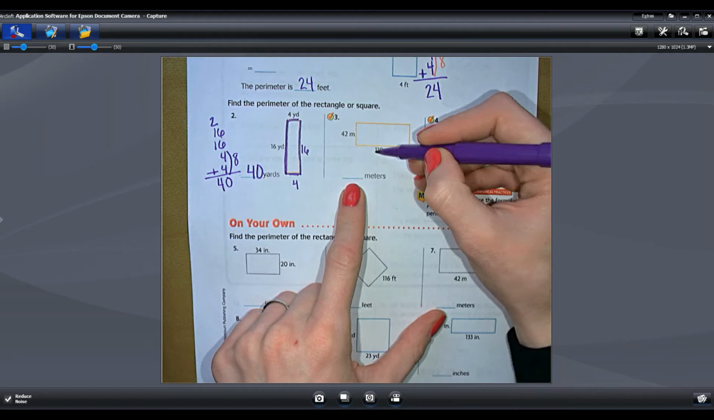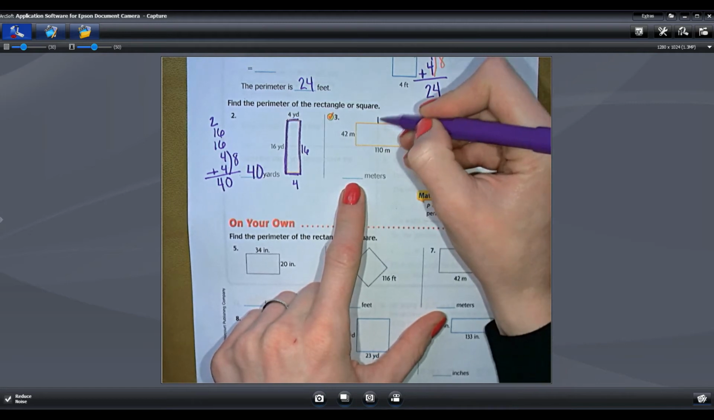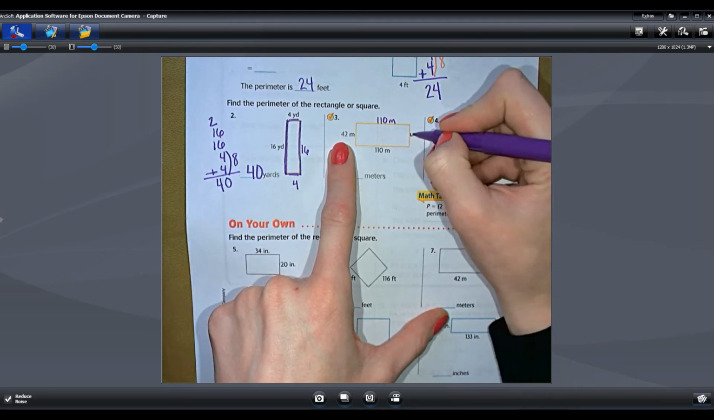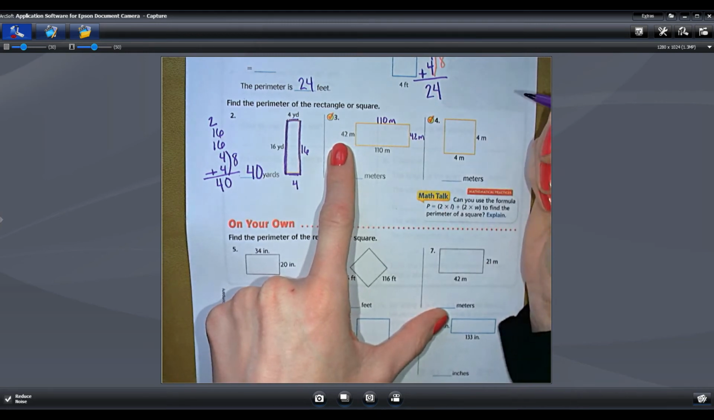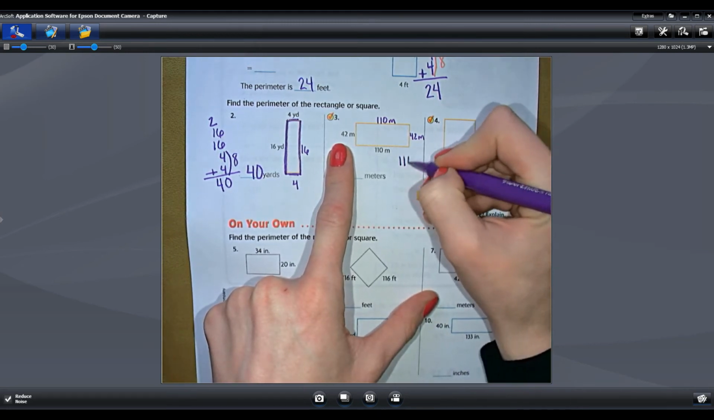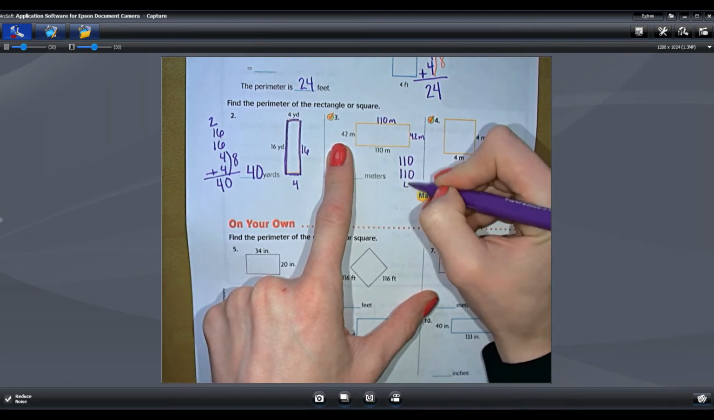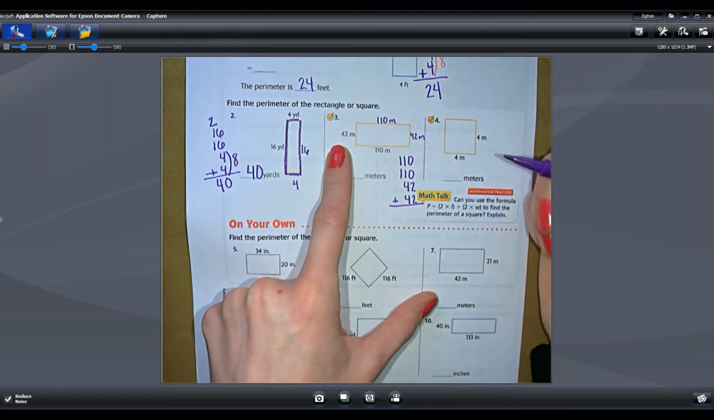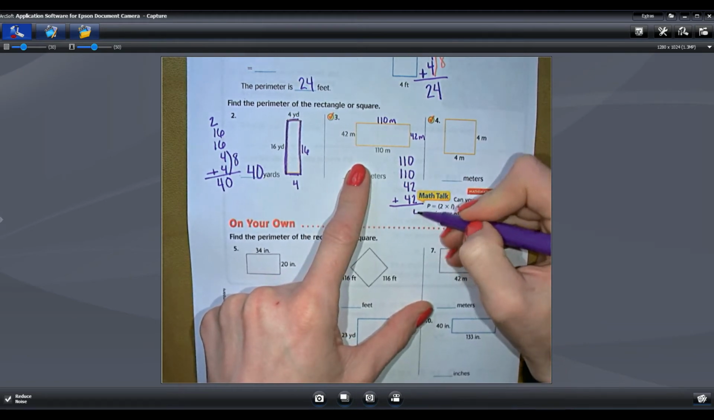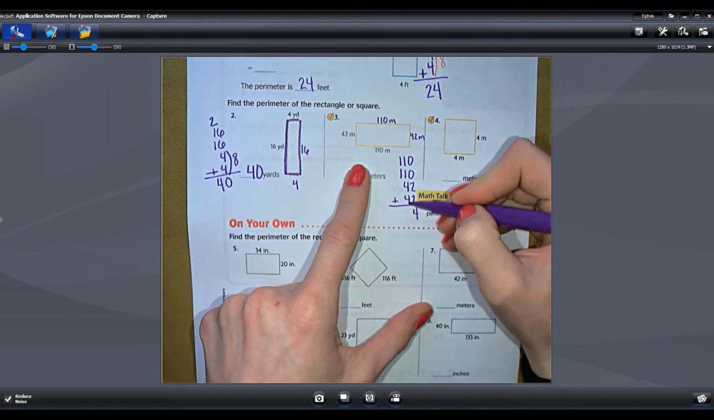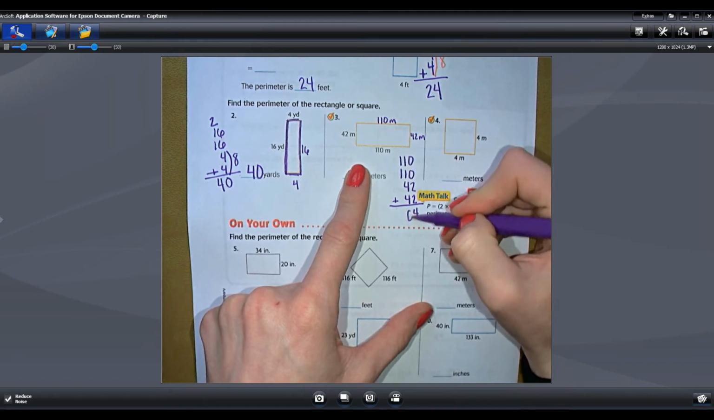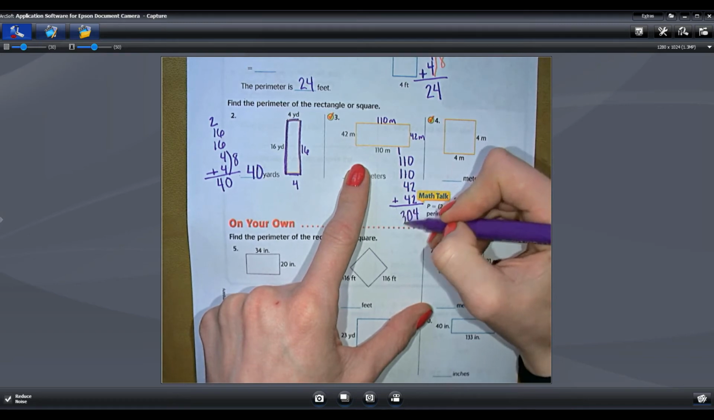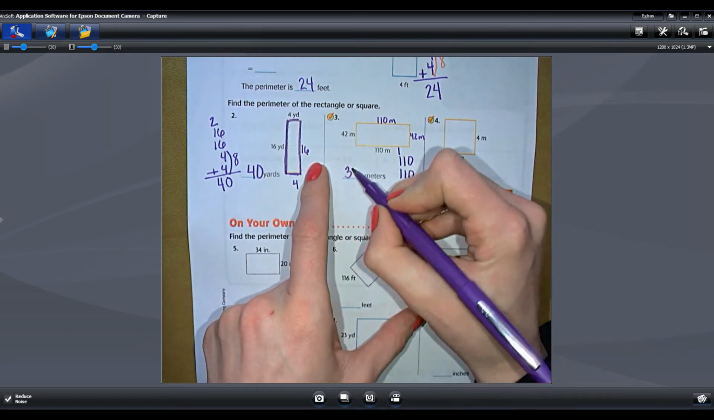If this side is 110 meters, this side is 110 meters. If this side's 42 meters, this side is 42 meters. Okay, I just have to add up all 4 of those numbers. 110 plus 110 plus 42 plus 42. Okay, 2 plus 2 is 4. 4 plus 4 is 8, 9, 10. 0 stays, 1 goes up. 1, 1, 1. 3. 304 meters.